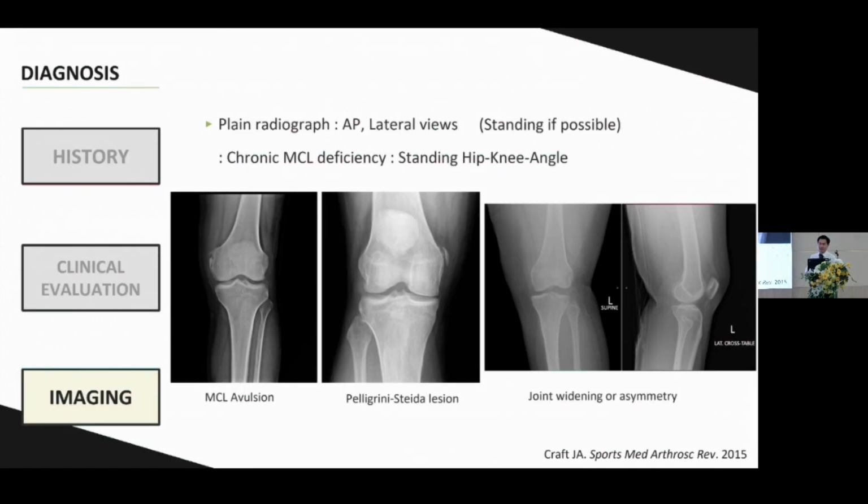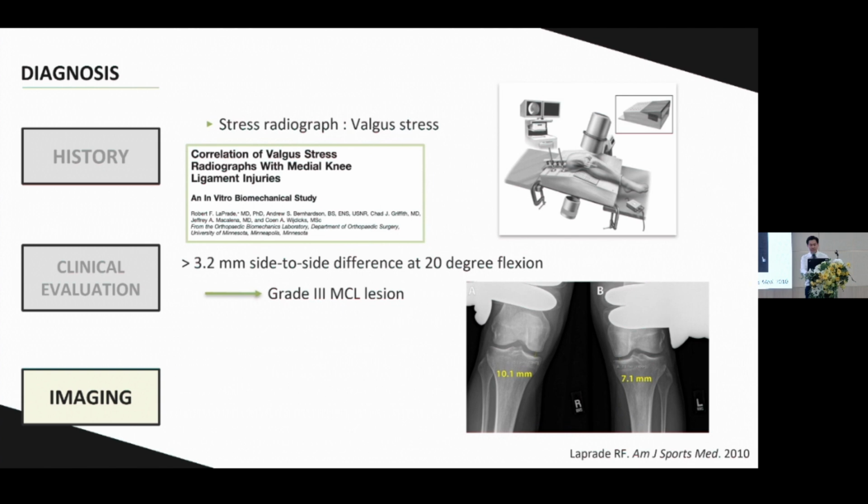We can send the patient for a film of the knee, but most of the time there is no finding at all. But we can see MCL avulsion, or chronic MCL insufficiency, which shows a calcification at the femoral attachment, known as Pellegrini-Stieda lesion. And also, we might see a joint widening. In chronic MCL deficiency, we might need to evaluate the lower limb alignment by sending the patient for a standing hip-knee-ankle film. The next important imaging is the valgus stress test radiograph.